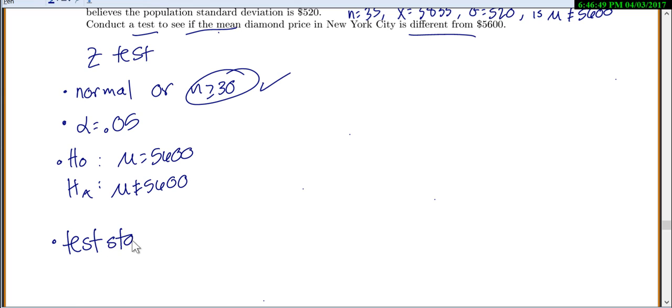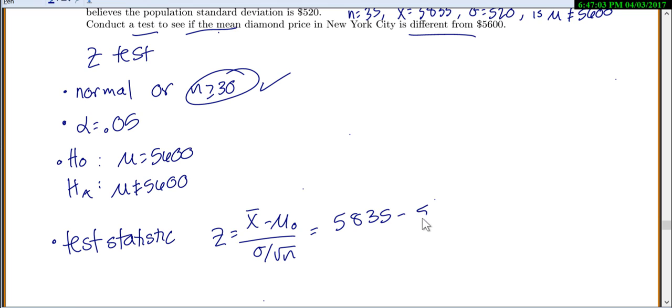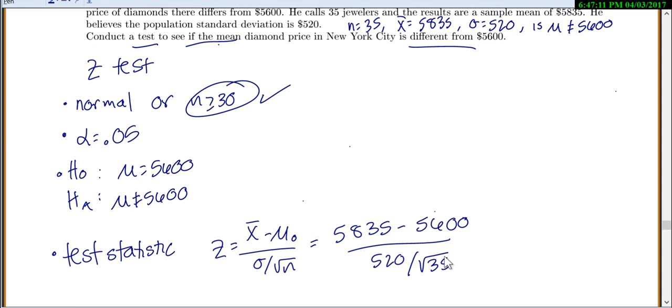We'll look at our test statistic, which is z equals x bar minus my hypothesized mean over sigma over the square root of n. So x bar is 5835 minus 5,600 over sigma, which is 520 over square root of 35. This gives me 2.67.